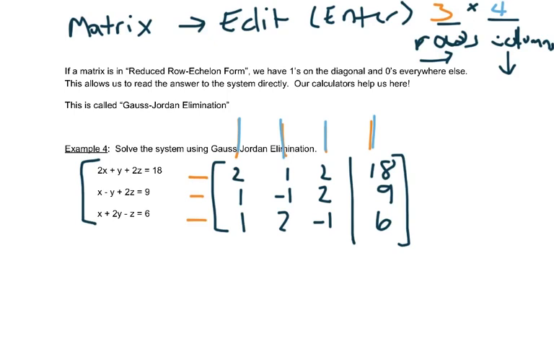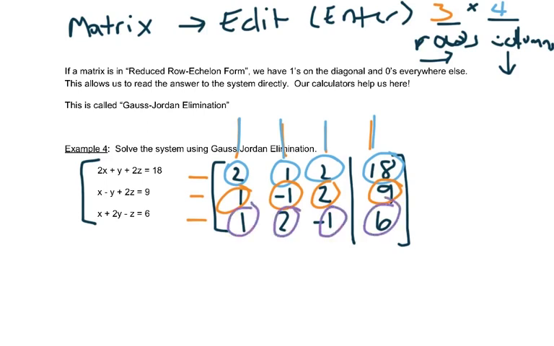If you hit enter after each number, it'll move you straight across. And then to enter the numbers, you just type in the numbers you see. You'll type 2 and then enter, and then 1 and then enter, then 2, then enter, then 18, then enter. And then it'll come back for the next row. 1 and then enter, -1, enter, 2, enter, 9, enter. If you just keep hitting enter after each number, it will move you to the next spot automatically. So you're going to do that till you have entered all 3 rows.